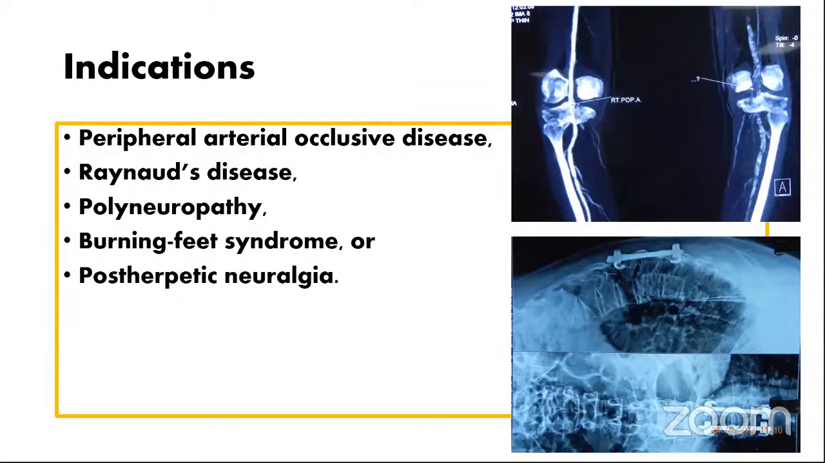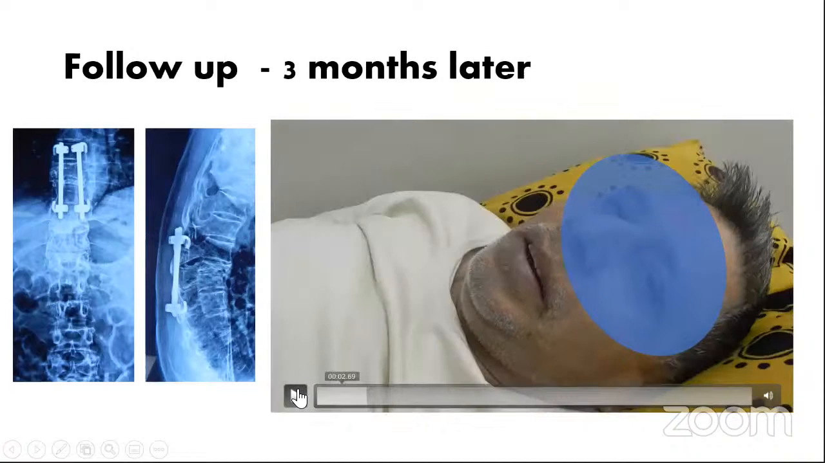Some of the indications are peripheral arterial occlusion, these ones, and Raynaud's disease, polyneuropathy, burning feet syndrome. This patient had burning feet syndrome, in whom I gave a bilateral continuous sympathetic block as well.